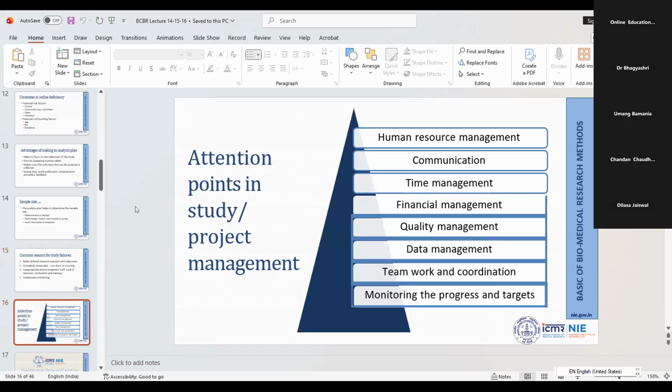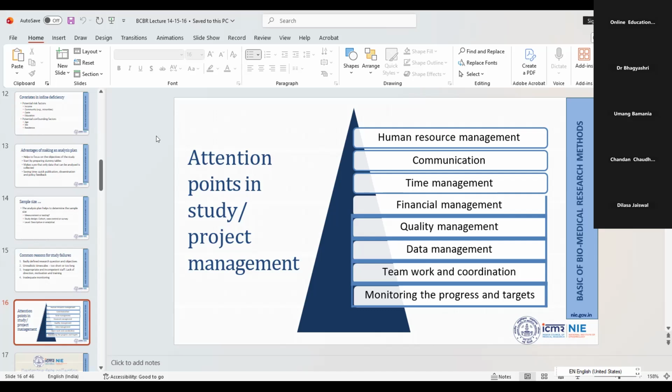Here are some attention points for any study or project to make it successful. First is human resource management. For any study, we are going to recruit some human resources, so it is important that they are motivated, trained, skilled and experienced. Then communication. There should be no communication gap between the members of the study. Then time management, which is also crucial: there should be no delay, and it should not be too quick.